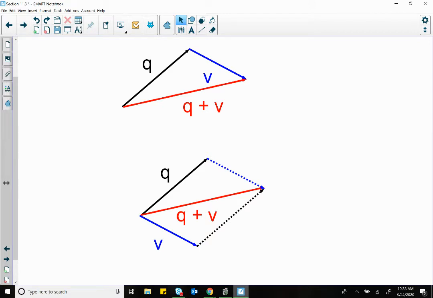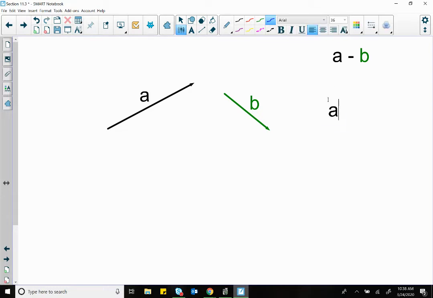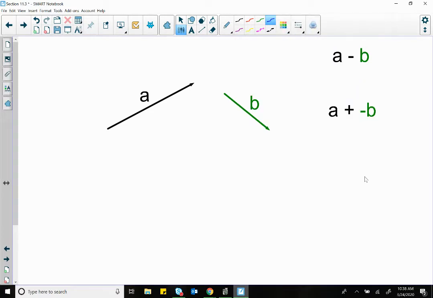Okay? Now, subtracting. Subtracting, if you really remember, subtraction doesn't really exist. Okay? Subtraction is really adding the opposite. So this A minus vector B over here is really A plus a negative vector B, okay, or plus the opposite of vector B. All right? That's really what this A minus B is.